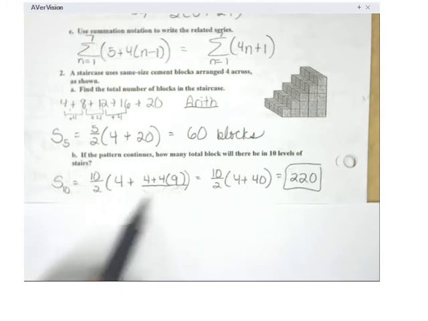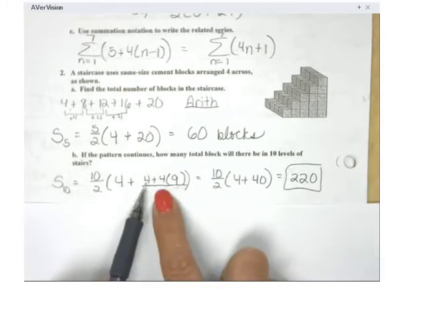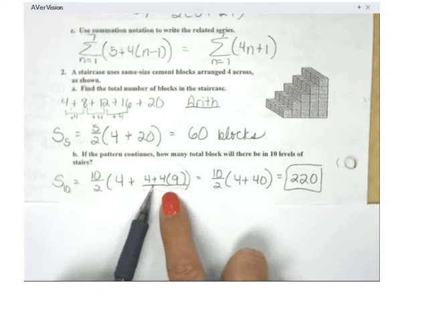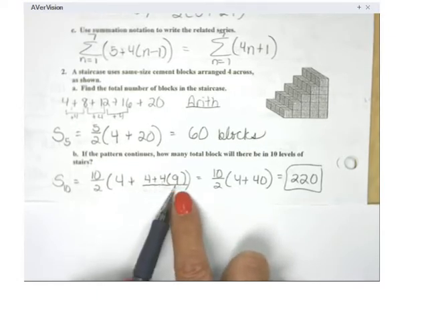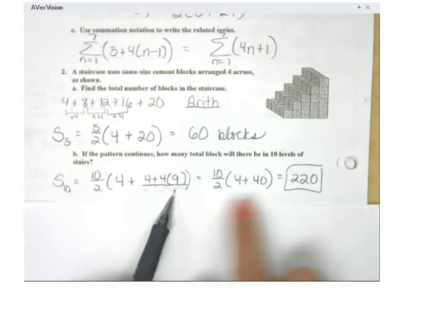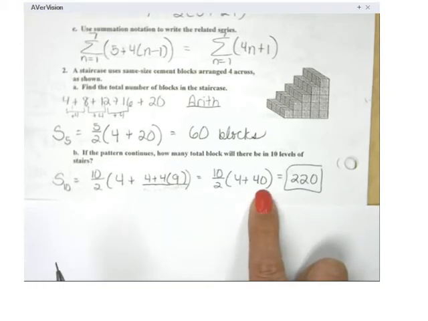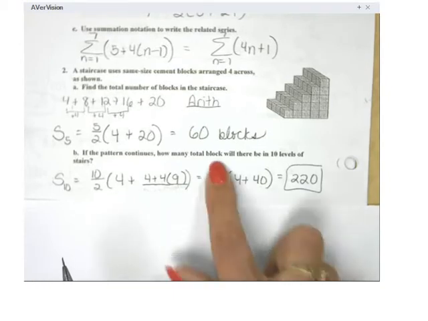And here I'm finding my 10th position, my 10th row, for which I wrote the explicit rule. Start with 4, add on the common difference, n minus 1 times. So there actually will be 40 blocks in that bottom row. First plus last times n over 2.